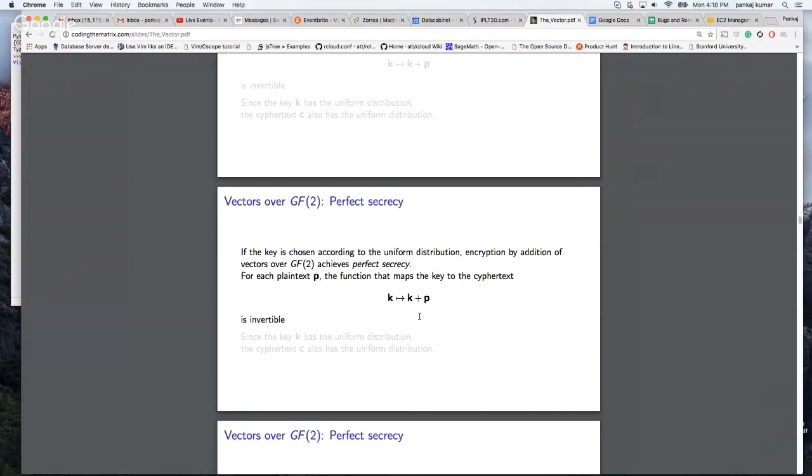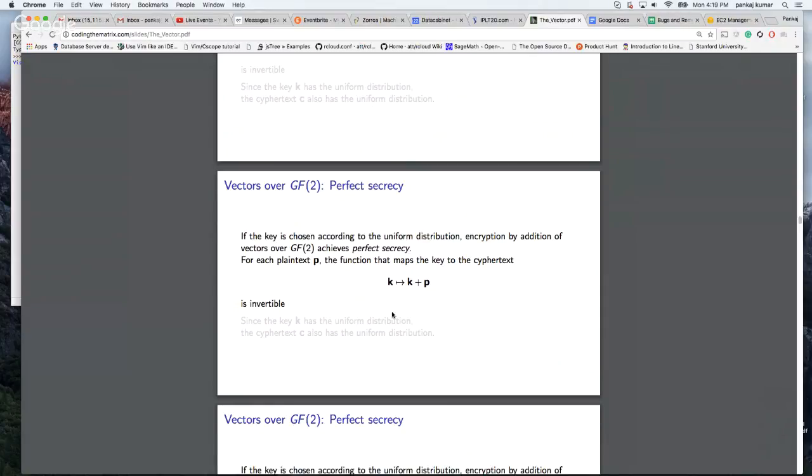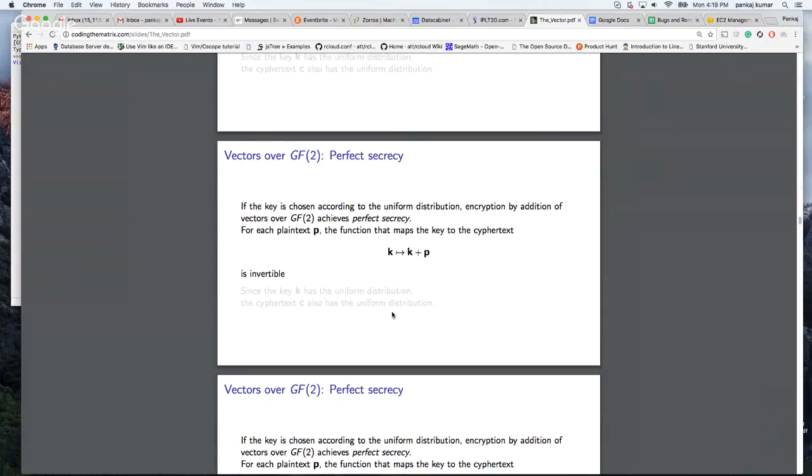So if you take, for example, plain text 0 0 and your ciphertext was 0 1, then your key could be 0 1. Depending on the key, if you don't know the key, then your plain text could have come from any value. So that gives you the guarantee of perfect secrecy.